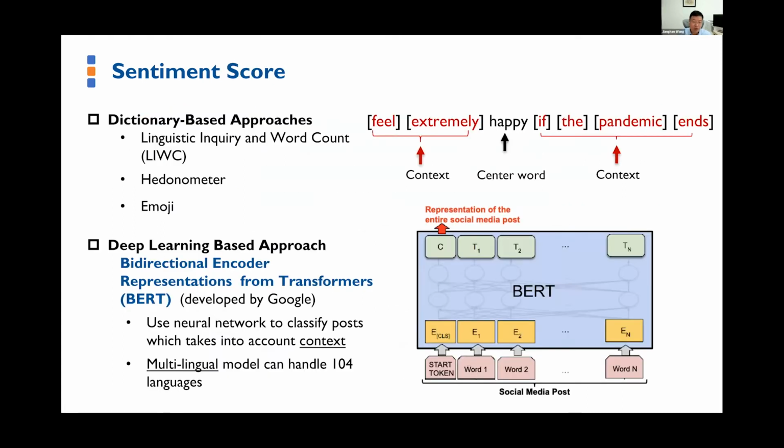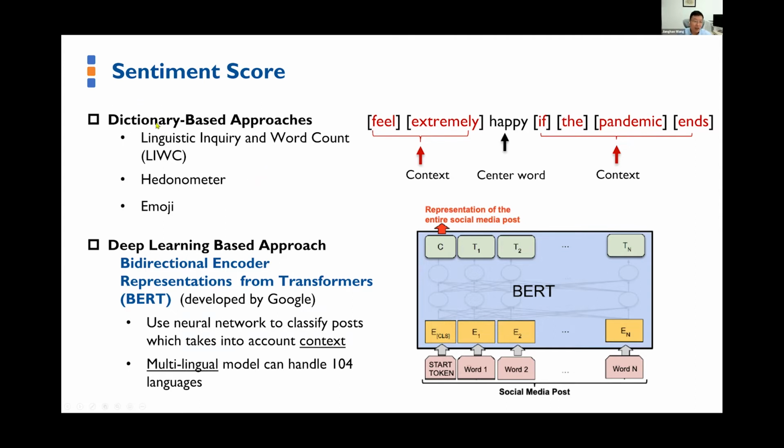There are many ways to compute sentiment, but here I just divide them into two. The first way is a dictionary-based approach. The second is a deep learning-based approach. The widely used dictionary approach is LIWC, developed by psychologists. It assigns positive or negative emotions to each meaningful word. It's like a searching and matching method.